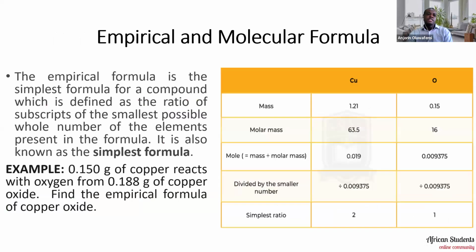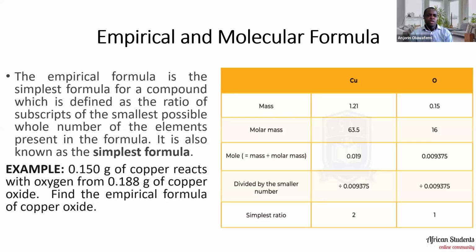Okay. Now, the next thing that we'll need to look at is the empirical formula, and also molecular formula. We start off by looking at what is empirical formula. An empirical formula is the simplest formula for a compound, which is defined as the ratio of subscripts of the smallest possible whole number of the element present in the formula. Empirical formula is also referred to as the simplest formula.